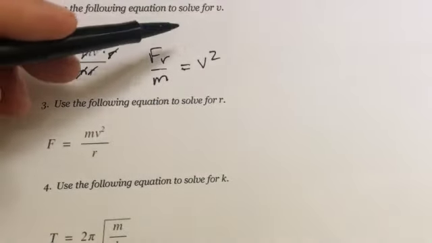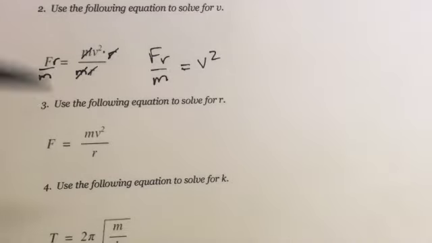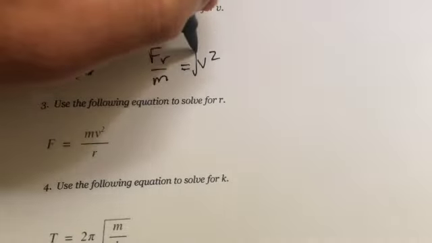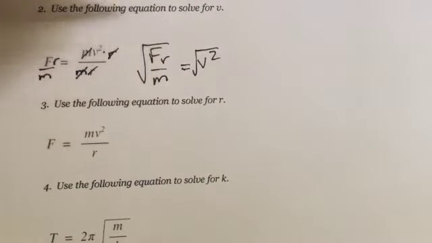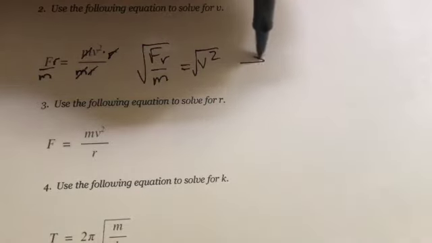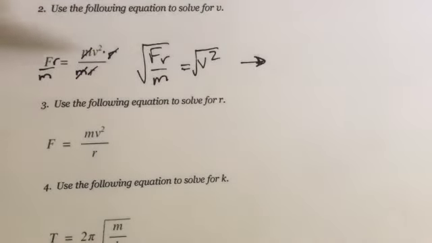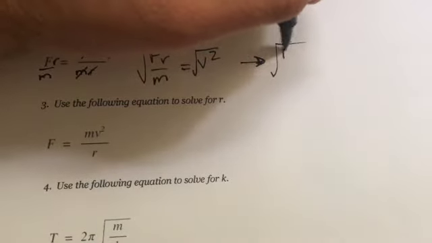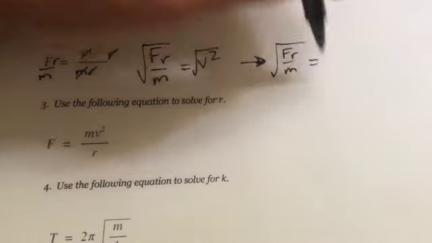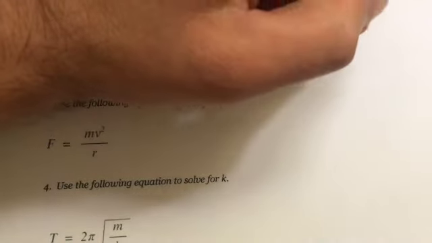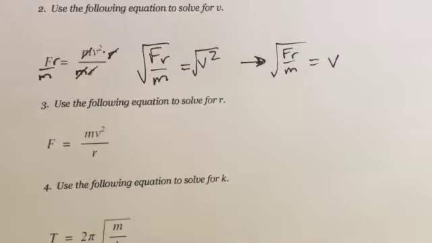Now I'm trying to solve for v, not v squared. So how do I get rid of the squared sign? I do the opposite. I take the square root of that. And so I have to, again, do it to both sides. And so if we use that function, the square root of FR over m is just the square root of FR over m. And the square root of v squared is just v. The square root undoes the square sign. All right, that's number two.